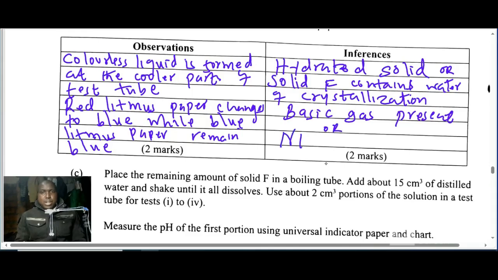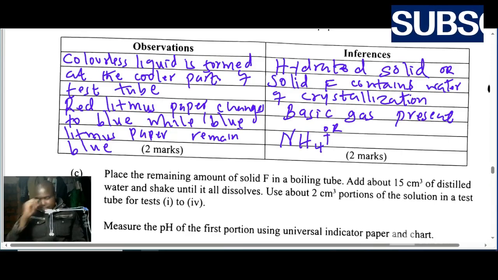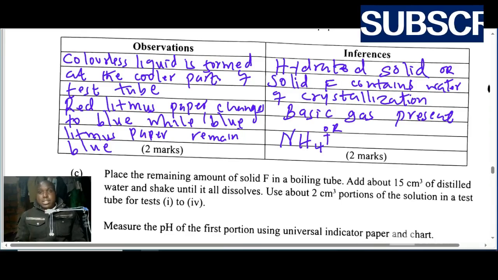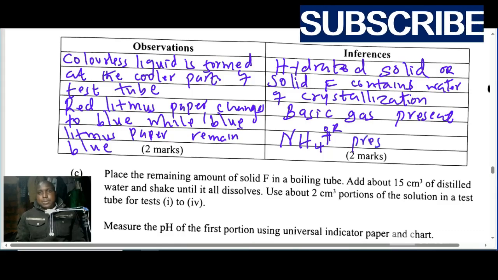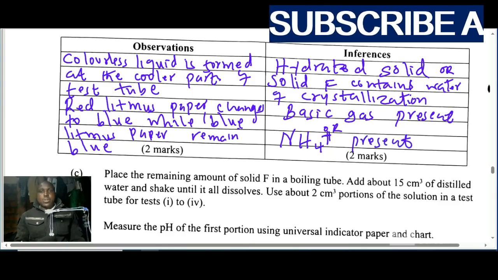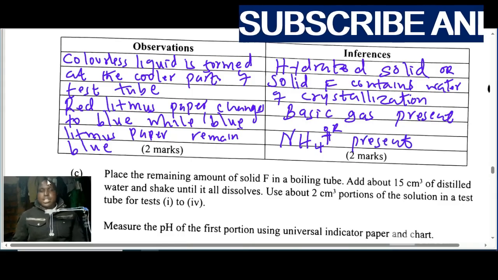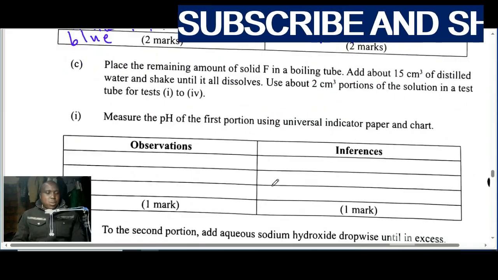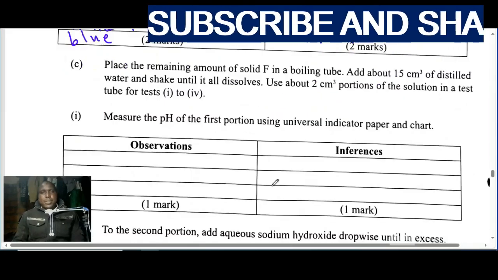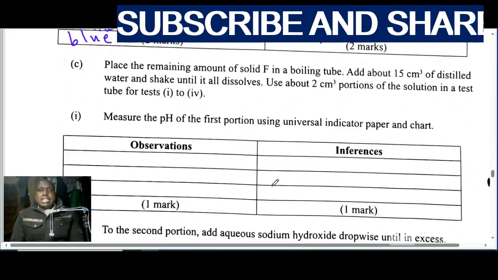or you can use the ammonium ion chemical formula to show that ammonia gas is present. Ammonia gas is the only gas that is basic. So you can say ammonium ion present. You can use the first one or the second one. You don't need to write both, but you use just one of them.